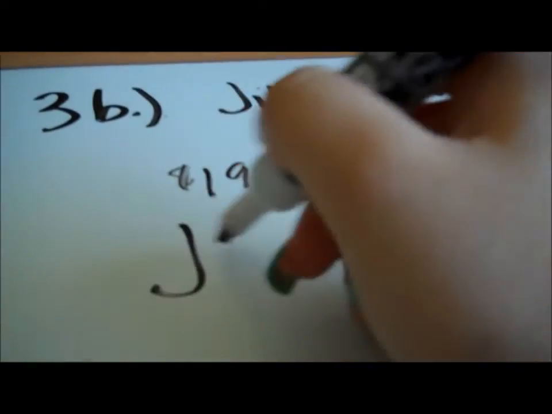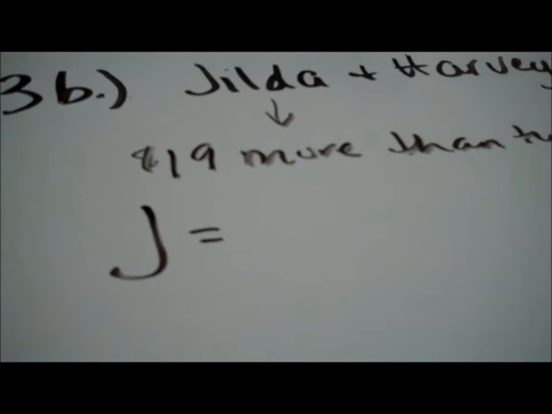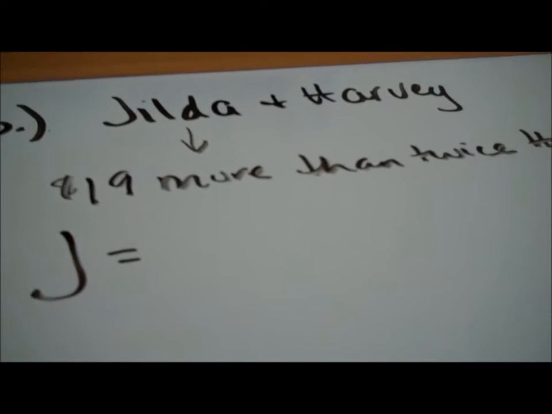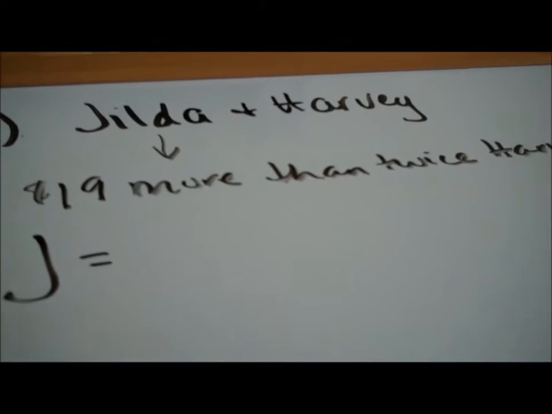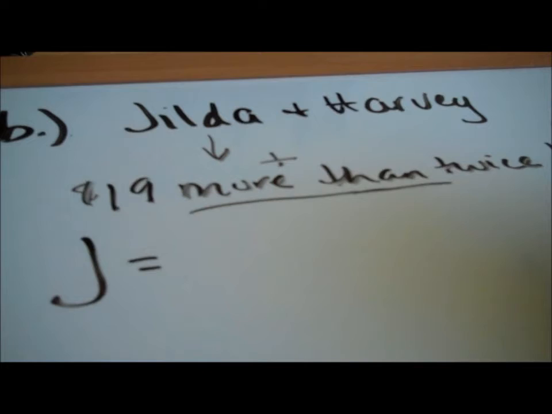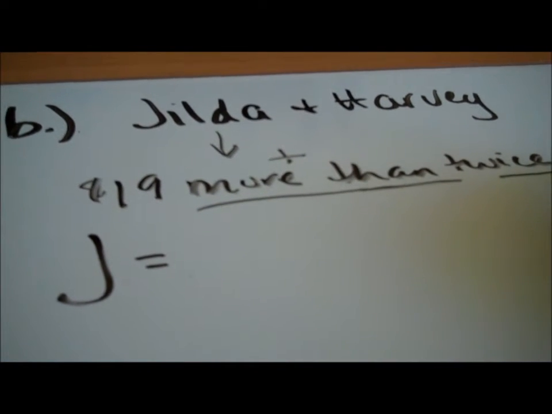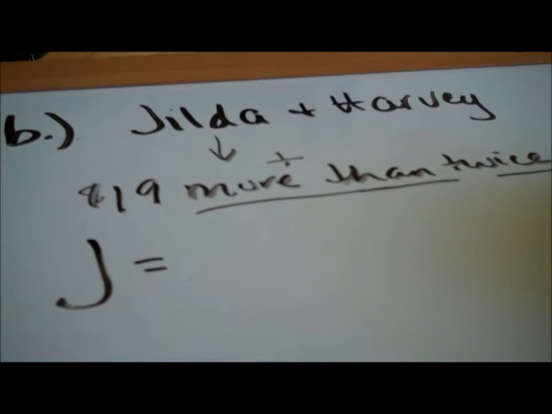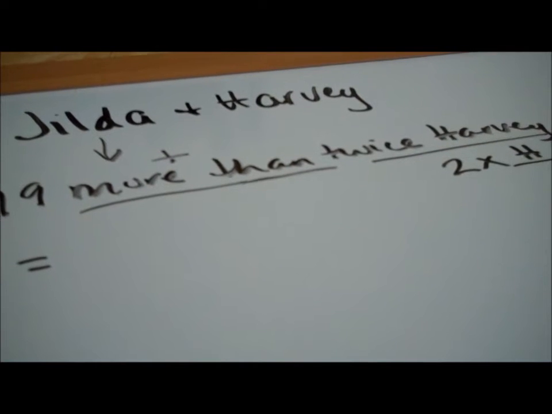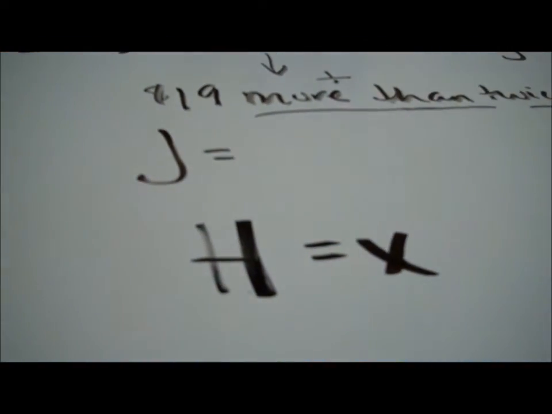Okay, so we could use J here if we wanted to for Hilda. You can use whatever variables you want to. There's no given variables, so we're okay. So this one says Hilda invested 19 more meaning plus, more than twice Harvey. So twice meaning 2 times however much Harvey invested. But we don't know what Harvey invested. So if we want to use H for Harvey, that's fine. So we could say H equals X. Or you could say just H for Harvey.